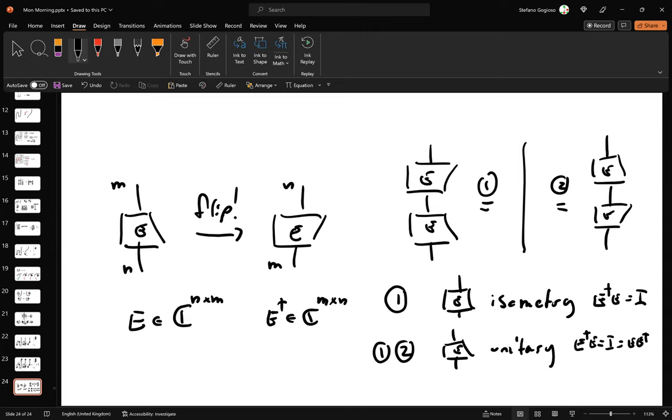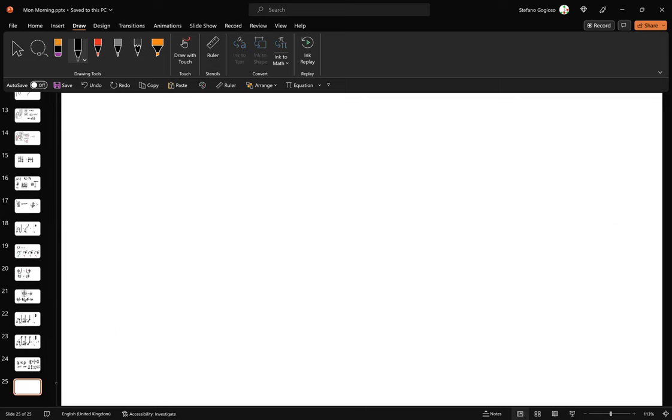It doesn't really matter which direction. Isometries are the ones that satisfy one, but not the other. In particular, quantum states are isometries. That's an observation that I think is helpful. If you take any state, any bra, right?